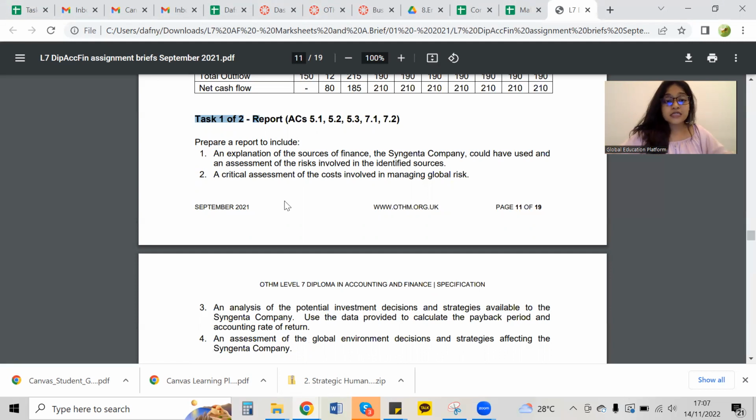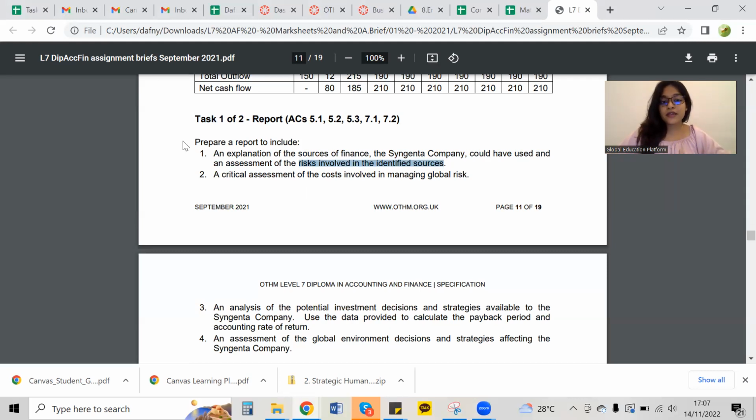So first, it's an explanation of the sources of finance the company could have used, and an assessment of the risks involved in the identified sources. Okay, I'm going to explain a technique as to how you should identify the key elements of the requirement so that you will be able to understand what is needed and answer. In the first point, it's about the sources of finance, and then it's about the risk involved in the identified sources. So these are the two main areas.